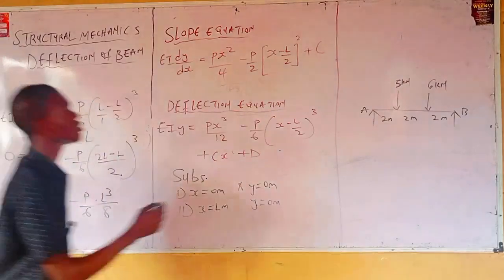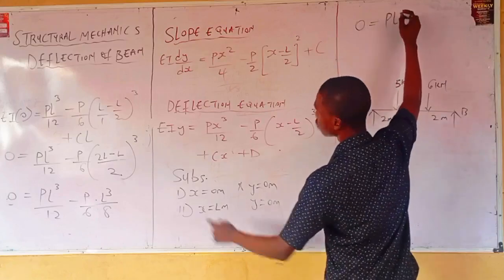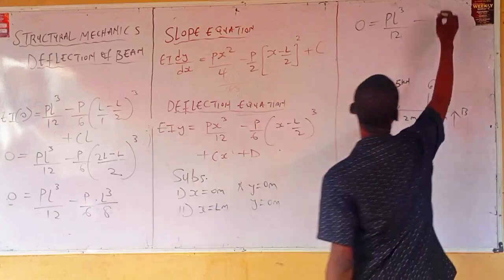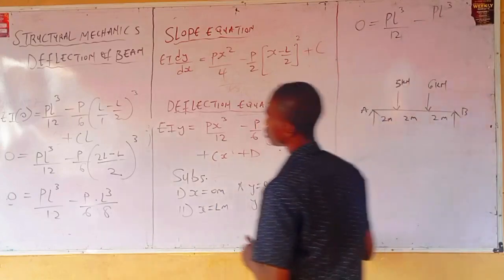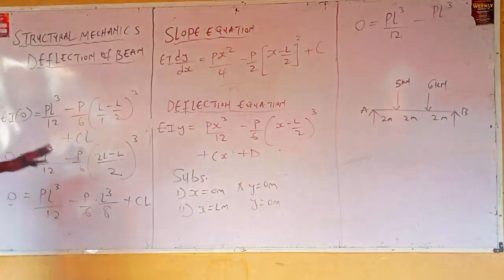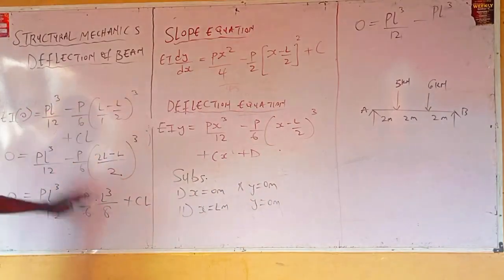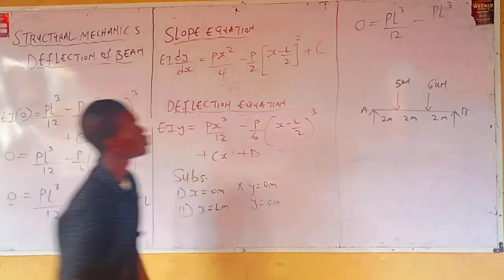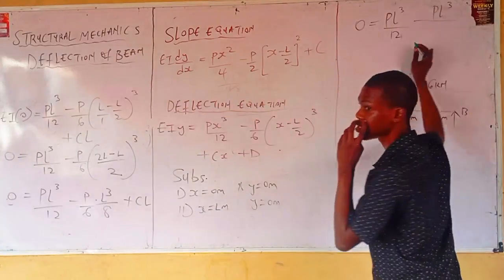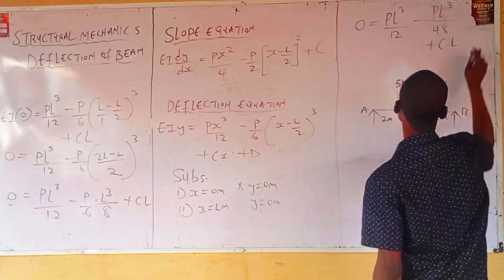Meaning that 0 is equal to PL cube divided by 12 minus PL cube, include your plus C. You are substituting this whole expression, this is it, and your plus C remains there. So we have divided by 6 times 8, which is what? 48, right? 6 times 8, you have 48, plus CL.